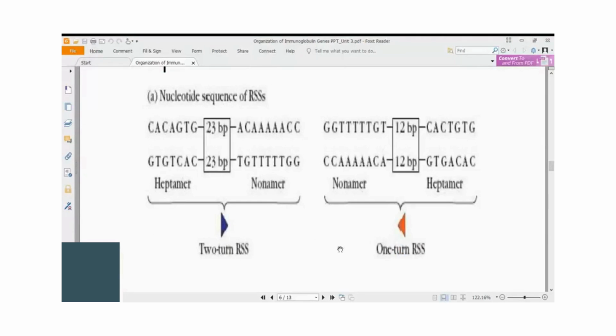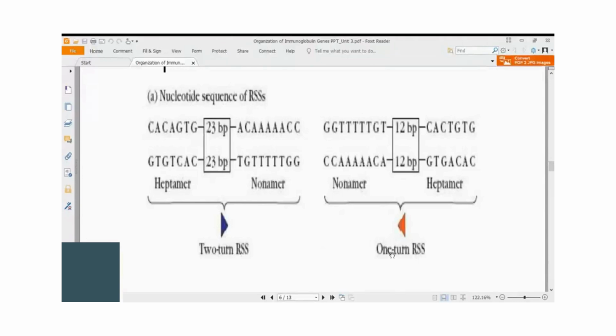The specific nitrogenous base sequences that exist on the 3' end of the variable region, then 5' as well as 3' of the diversity region, or 3' and 5' of the junction, could be following this thumb rule of two-turn sequence or one-turn sequence.